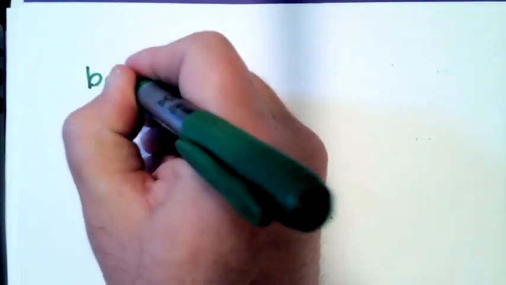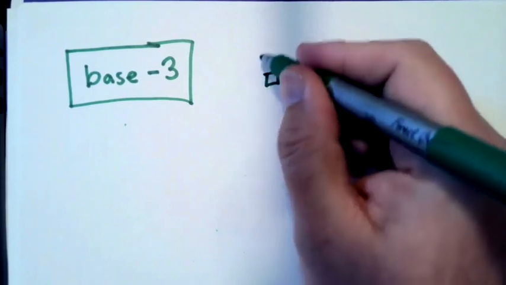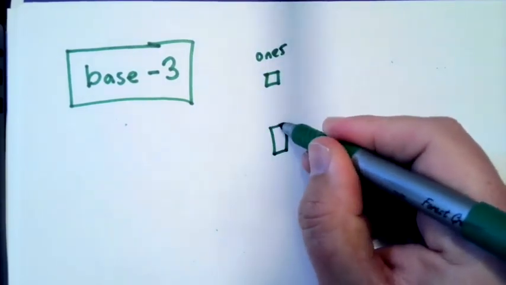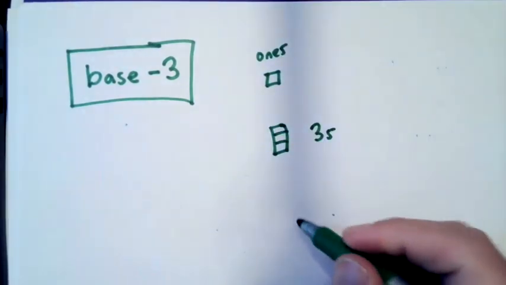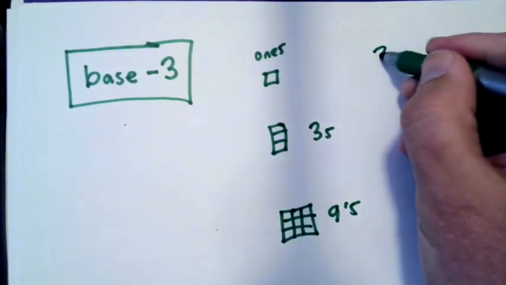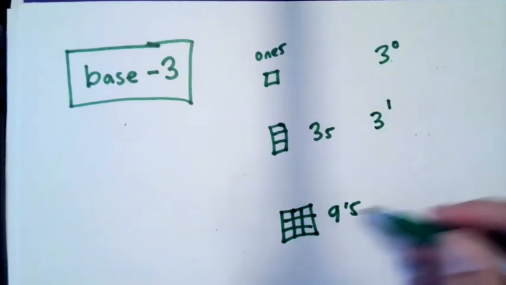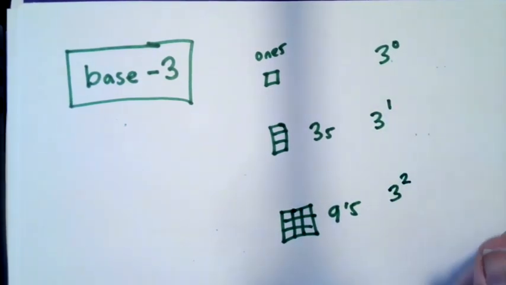Is there anything that says I can only work in base 2? The answer is no. I can work in whatever base I want. So what if I looked at base 3? Base 3 is going to be similar to base 2. I'm going to have 1s, and then 3s, and then 9s. 1s will be 3 to the 0, 3s will be 3 to the 1, 9s will be 3 squared.